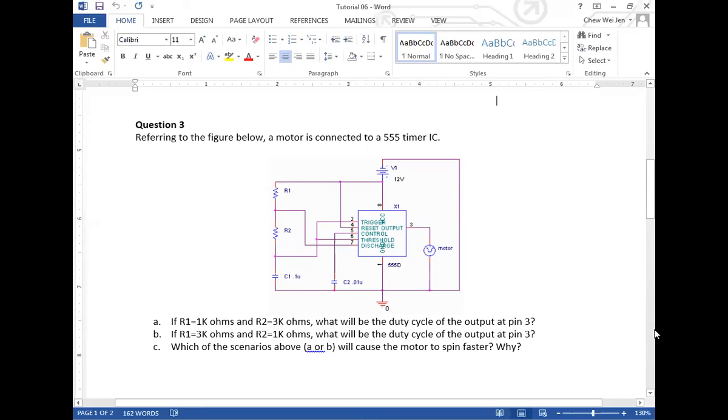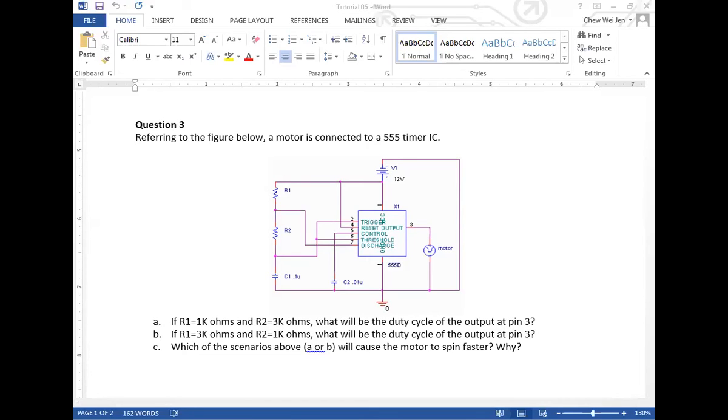So, online says part A is 57.14, part B is 80%. Okay, correct. So part A is 57%, part B is 80%. So you found the duty cycle. Now, based on the answer that you get, which one of scenario A or B will cause the motor to spin faster and why? So which one do you think will make it spin faster?